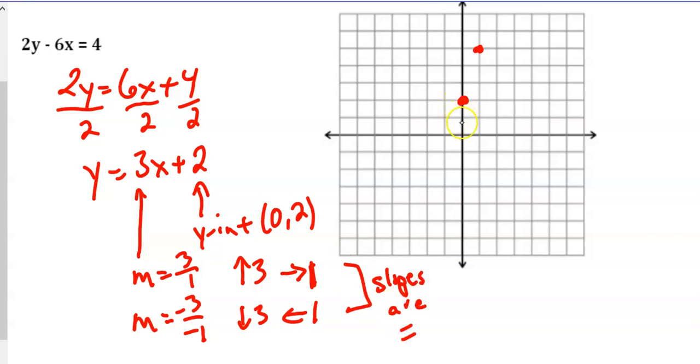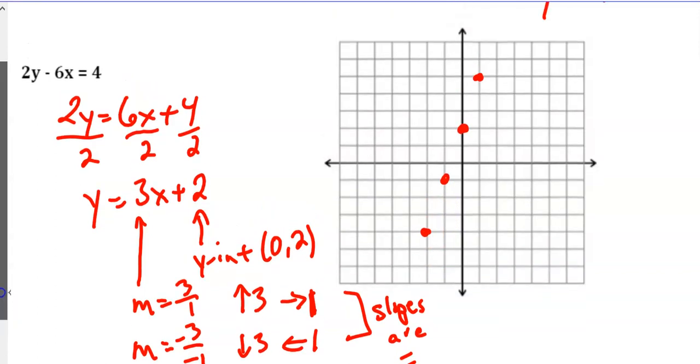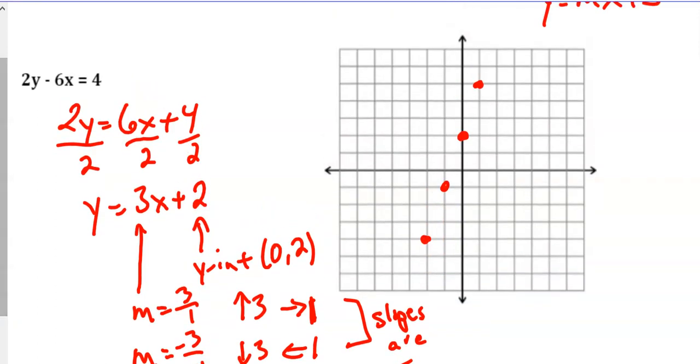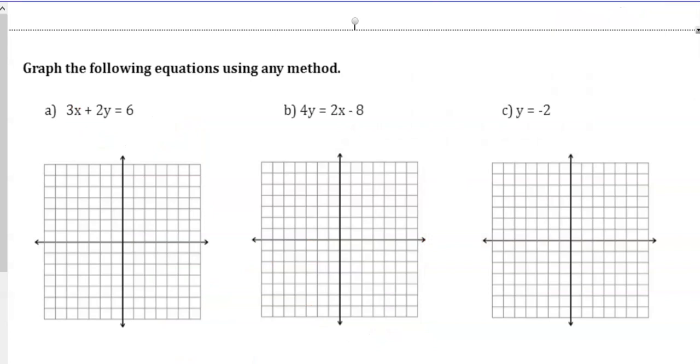So I can go down 3 to the left 1. Down 3 to the left 1. And I always say, fill up your chart. Okay? So don't just put 2 points on there and draw a line. Fill up your graph. Make sure that it goes off the graph so you can see the shape of the graph and where it extends in the various quadrants. Okay? All right, so let's go to the next page.